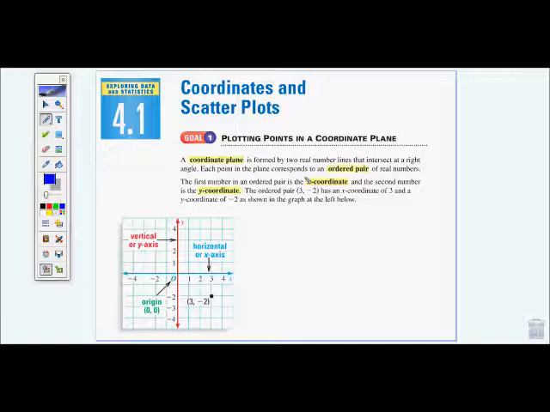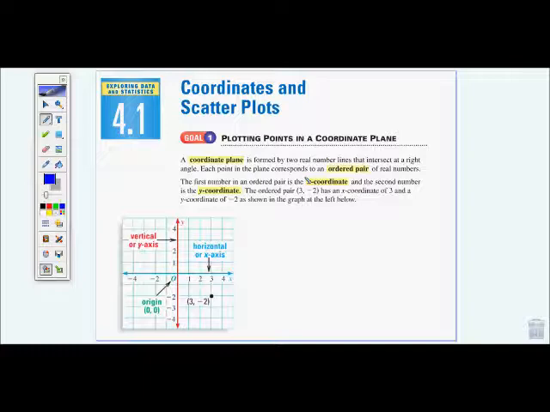In 4.1, we're going to learn a lot of vocabulary words. On your study guide, you will see that those are underlined. They do not show up that same way on the forms, however. And in 4.1, we're going to talk about coordinates and scatter plots. So our first goal here is reviewing some vocabulary words.